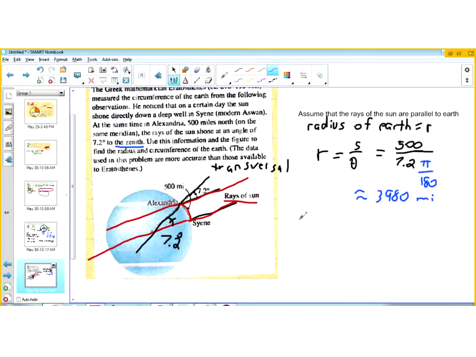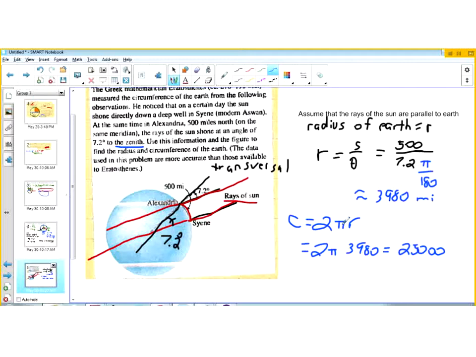Now the next question is, what is the circumference of the Earth? We know the circumference of a circle is just 2 pi r, which is equal to 2 times pi times 3980. And that turns out to be approximately 25,000 miles. Okay, so that's an application.